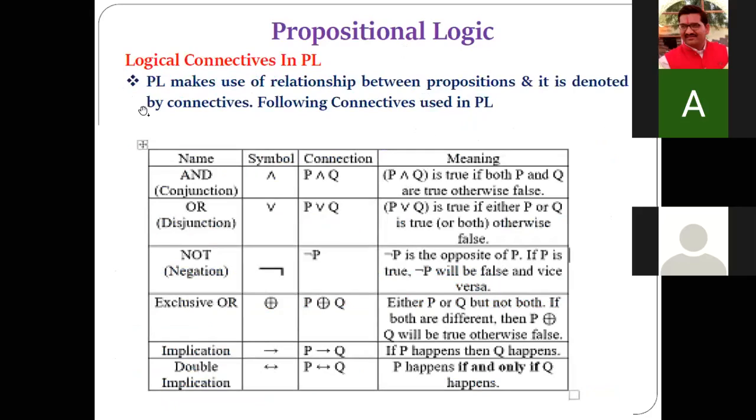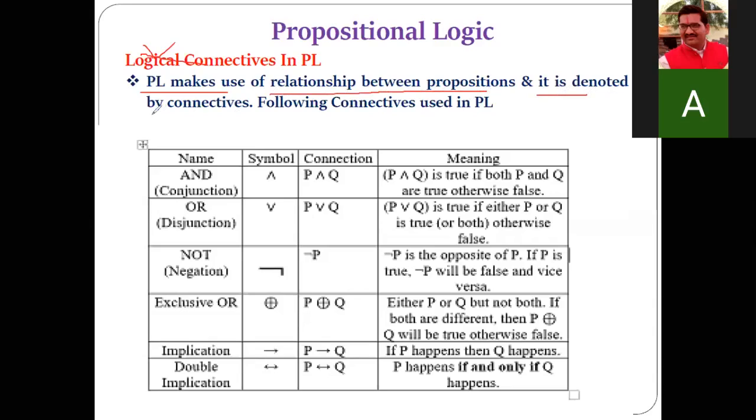Now let's come to another important point, that is the logical connectives or logical operators utilized in propositional logic. In propositional logic we make use of relationships between the propositions, and this relationship is denoted by connectives. For example, previously we made two statements: it is hot, and second, it is hot and it is humid. So these are the two statements. Understood? Now, in order to represent the relationship between these two statements, or these two propositions, we need to take the help of some operators. Yes or no?